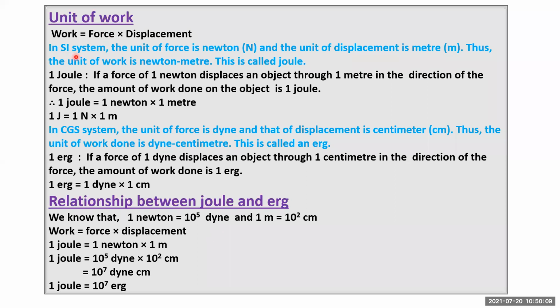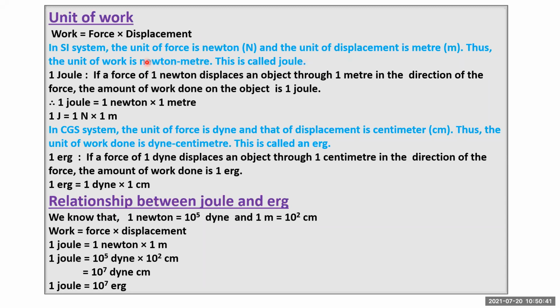In the SI system, the international standard, the force is measured in Newton, and the unit of displacement is meter. So the unit of work is Newton meter. It is called joule. The single unit in which we can call the unit of work is joule, but joule is nothing but Newton meter.